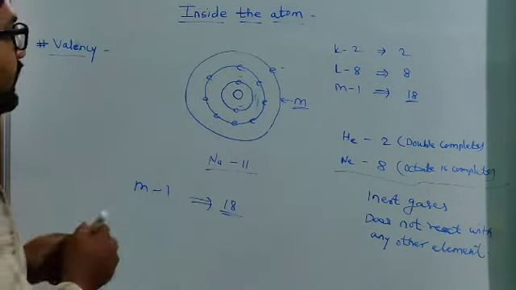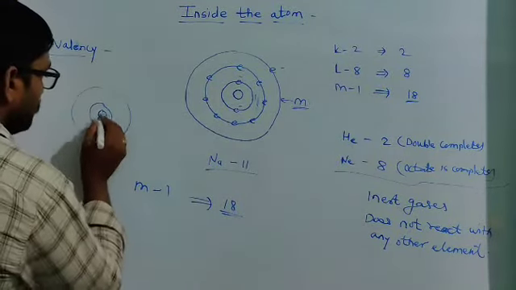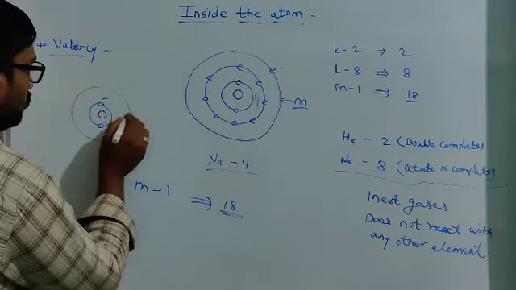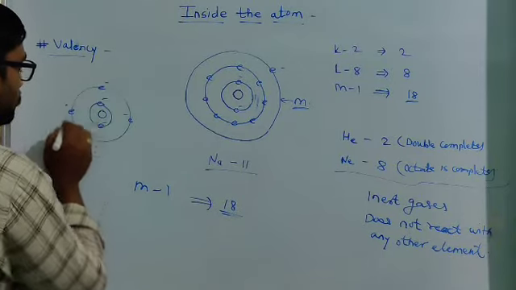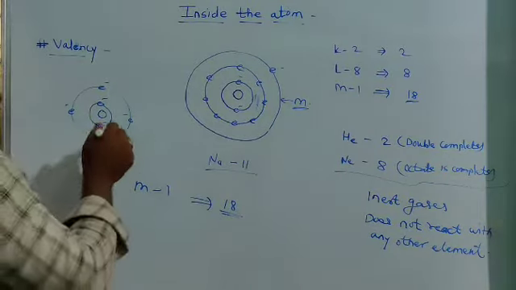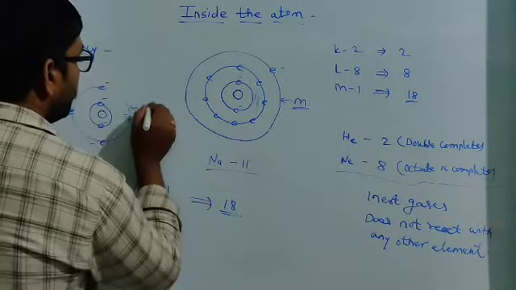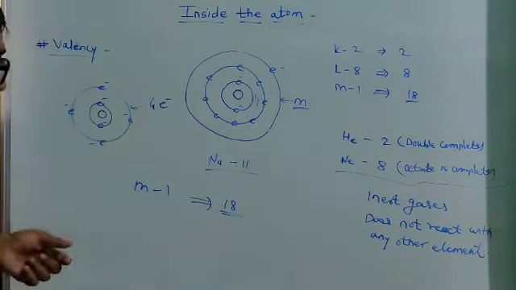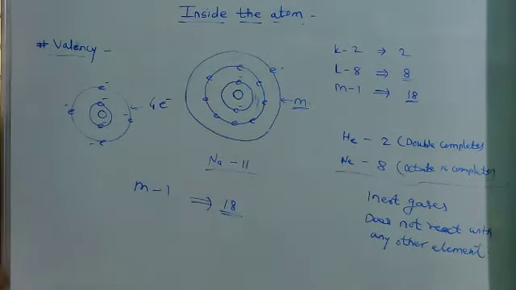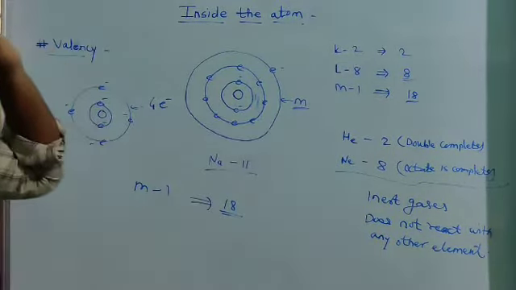If we see any other element, such as carbon, look at the nucleus. This is the K shell, with 2 electrons, then 1, 2, 3, 4. The K shell has 2 electrons and the L shell is the outermost shell here. In the outermost shell we have to see that there are 4 electrons, and we know the L shell has a maximum capacity of 8 electrons. So 4 electrons are still needed to complete this octet.